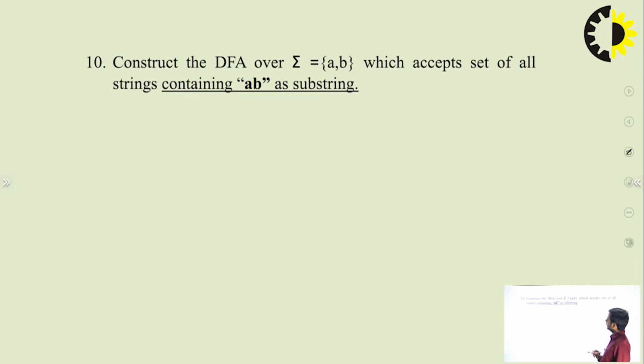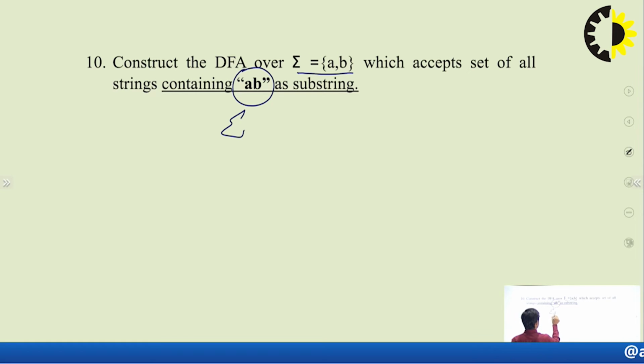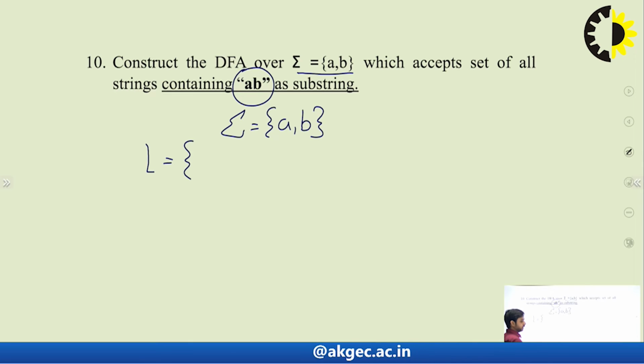Construct the DFA over sigma equal to {A, B}, which accepts the set of all strings containing AB as a substring. So sigma equal to A comma B. Now the language will be: AB must be present in every string of the language, because AB must be present as a substring.